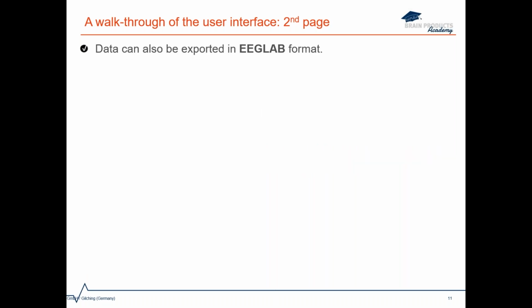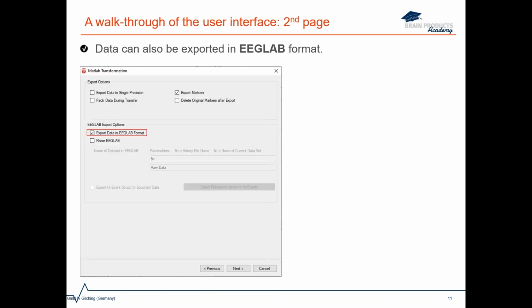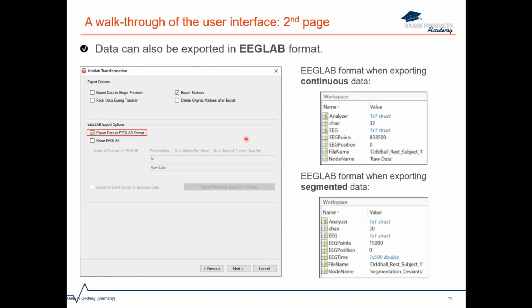Data can also be exported in EEGLab format. This is achieved by enabling the EEGLab export options. In this case, different variables will be handed over to the Matlab workspace.